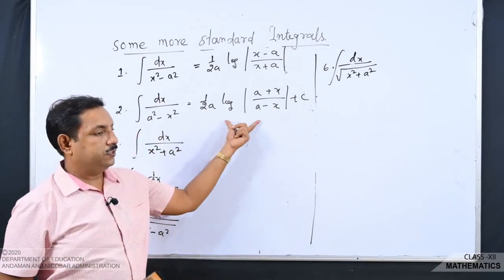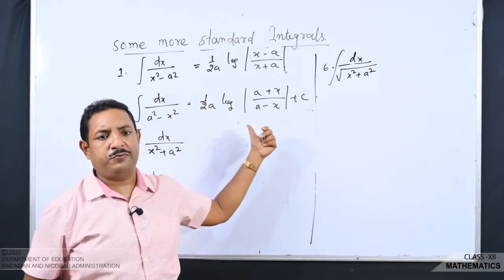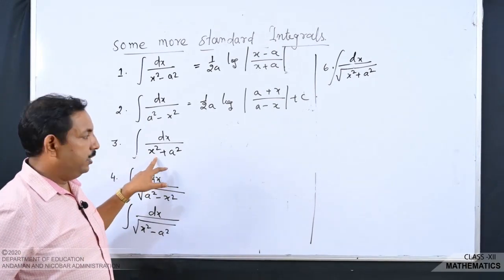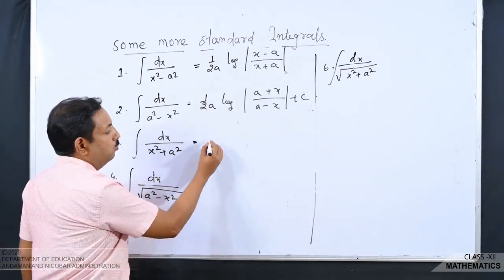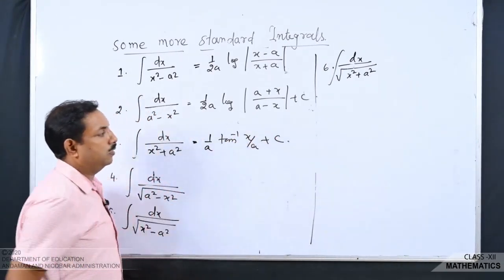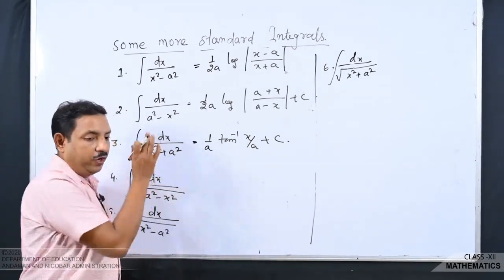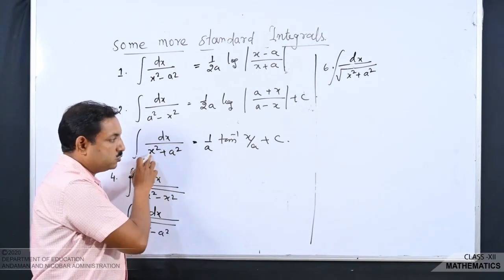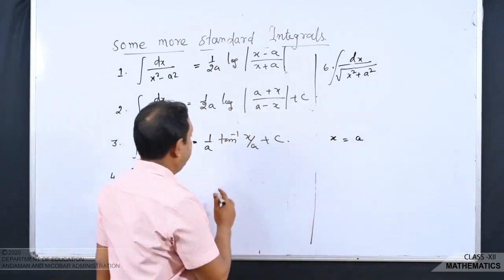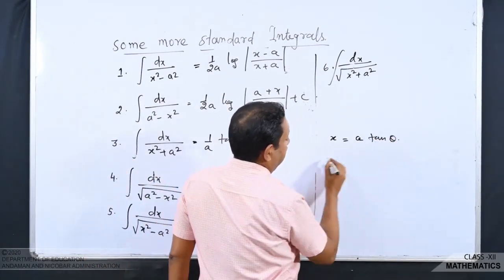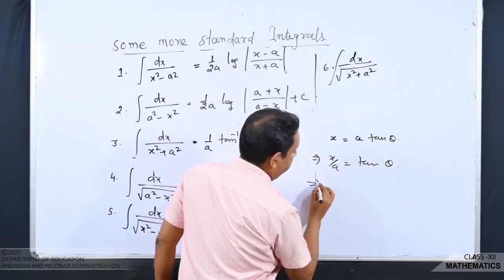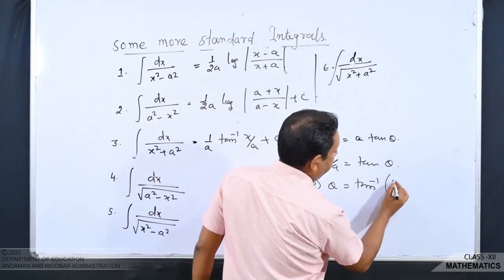Similarly, how do we get it? Same way, same method as I have shown. Here, simply you will get 1 by a tan inverse of x by a plus c. How did we get it? We can replace this x by a tan theta. That means x equals a tan theta, or this implies theta equals tan inverse of x by a.